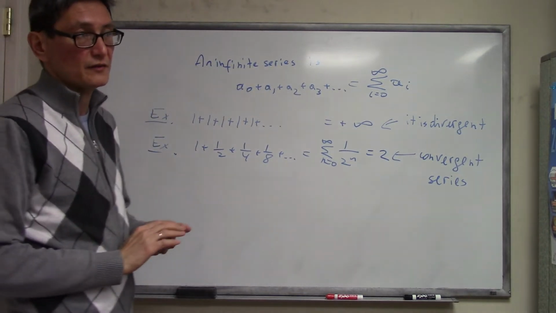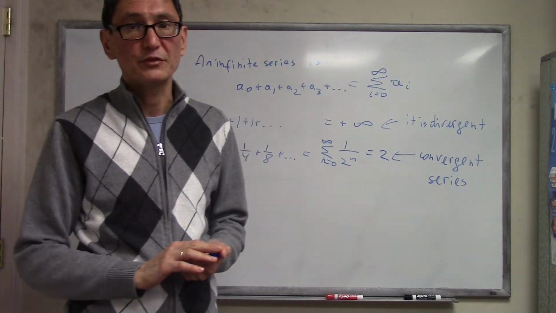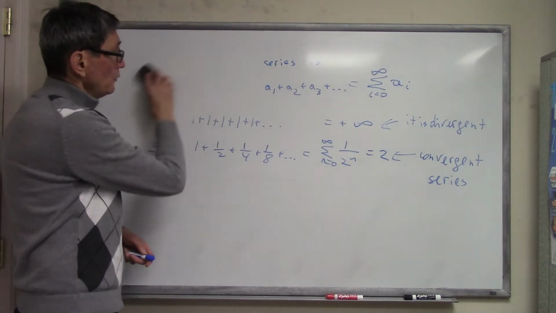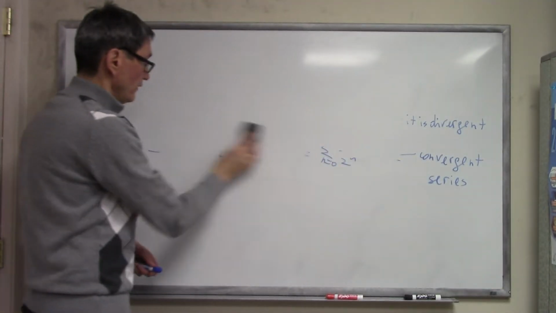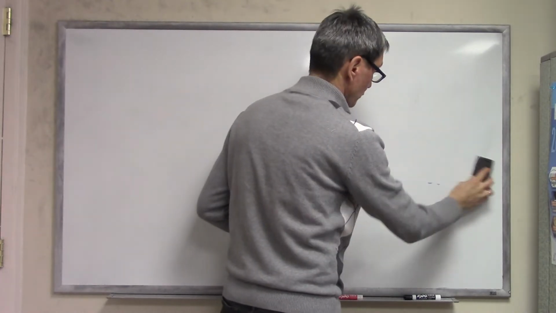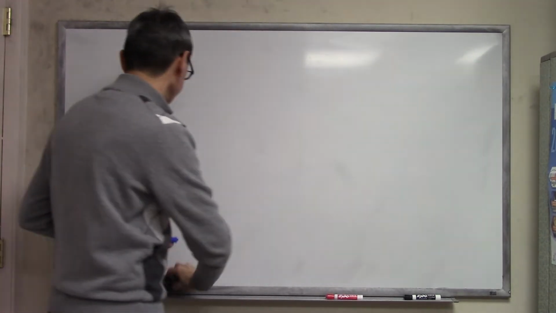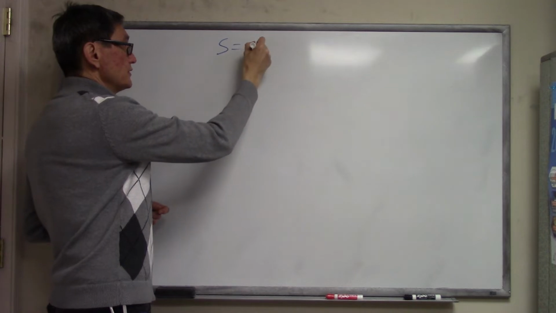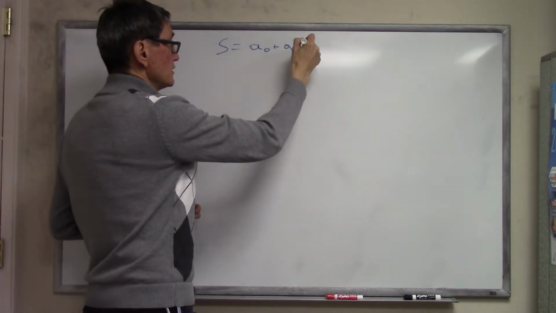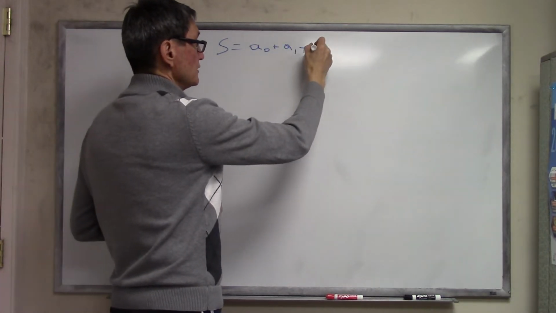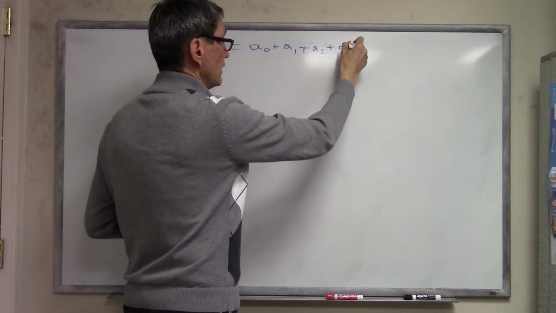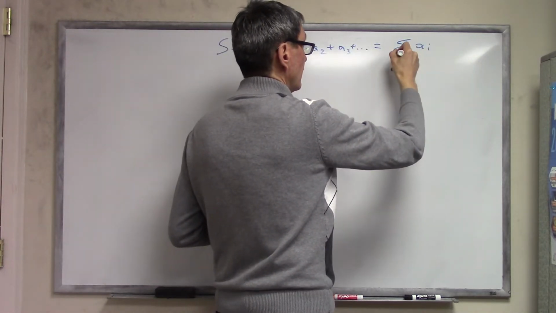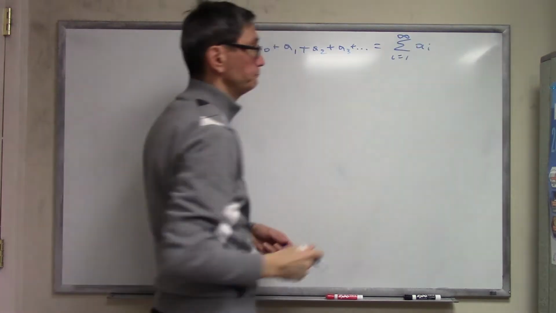Now, how are we going to address the situation to see if a series adds up to a finite number or not? In order to do that, we're going to introduce partial sums. So let's see what we're going to do. We call our series S. Let's do S equals a0 plus a1 plus a2 plus a3 plus and so on. Using sigma notation, the sum of ai, i from 0 to infinity.